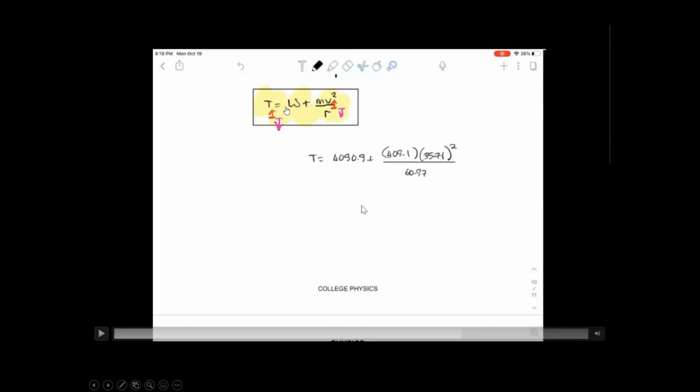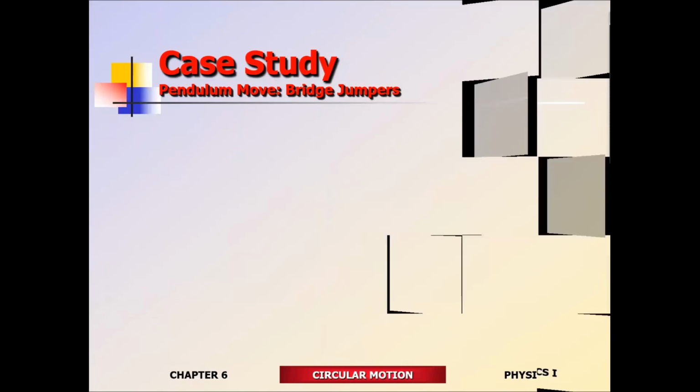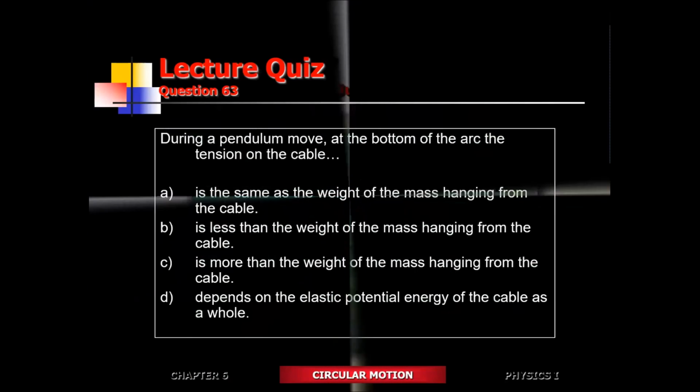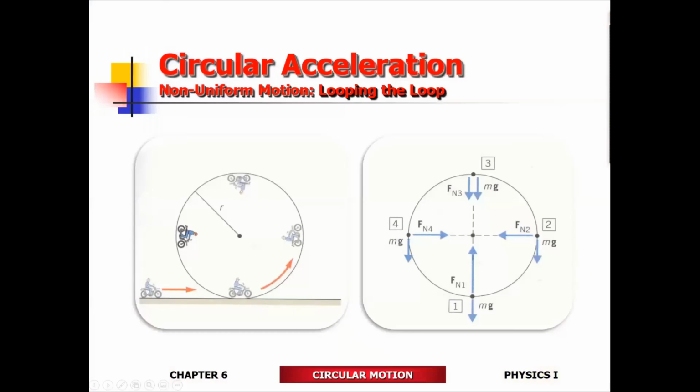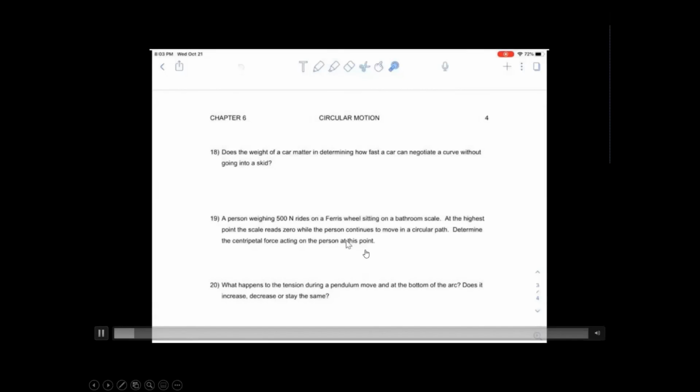So in a pendulum move, the tension depends on the weight plus the motion. All right, so the speed is going to matter, right? So the faster you go, the larger the tension is. The slower you go, the smaller the tension is. If it's not moving, the tension is only going to depend on the weight. That's it. All right, so a couple of more things and we're done.